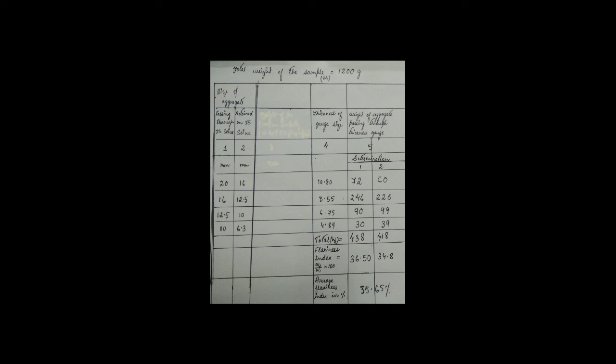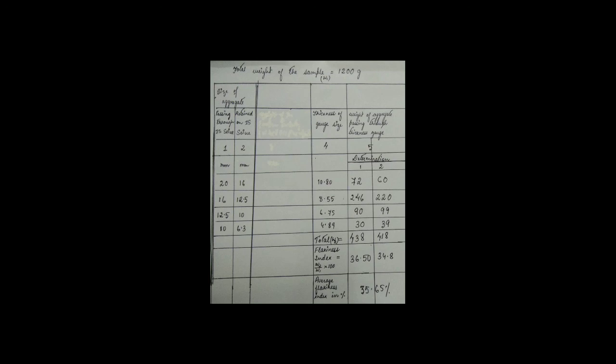In the very first column, we have the sieve sizes through which the aggregates were passing and retaining. The first column gives the aggregates which were passing through different IS sieves. Those sieves were 20 mm, 16 mm, 12.5 mm, and 10 mm. And the aggregates which were retained on different sieves like 16 mm, 12.5 mm, 10 mm, 6.3 mm are given in column 2.